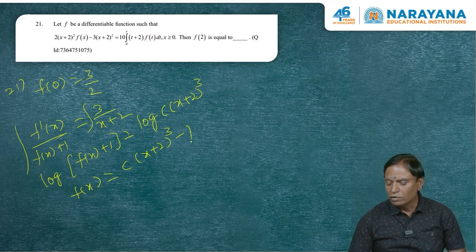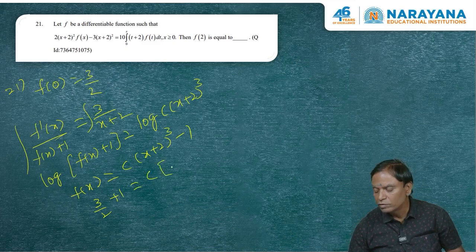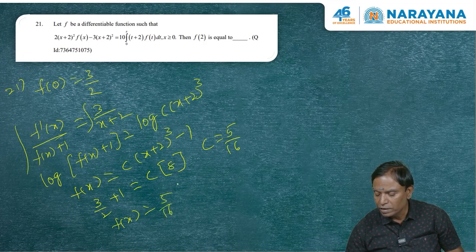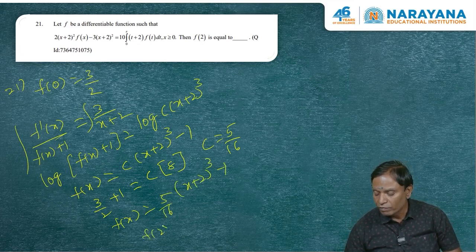Put x is equal to 0, so f of 0 is equal to 3 by 2. This will become 3 by 2 plus 1 is equal to c into 8, which gives you c is equal to 5 by 16. So your function f of x will become 5 by 16 into (x plus 2) whole cube minus 1. We want the value of f of 2. So your f of 2 will be 5 by 16 into 64, 4 into 5 is 20, minus 1 is 19.